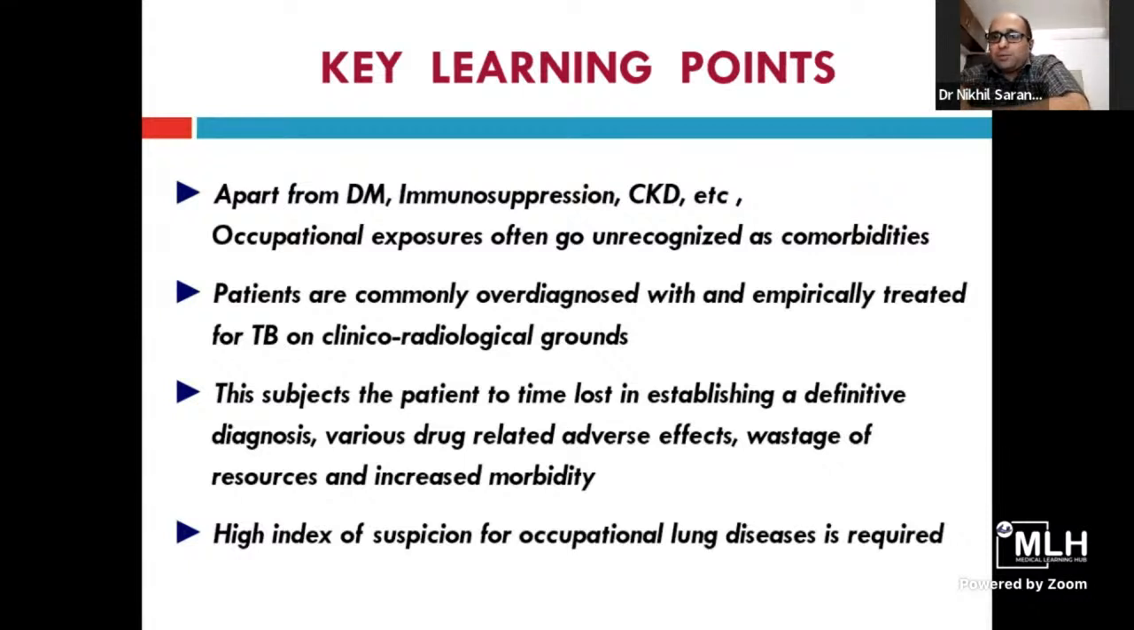Patients are commonly overdiagnosed with TB and treated empirically, just on clinical and radiological grounds. This subjects the patient invariably to a lot of time lost in establishing a definitive diagnosis. Keep in mind, our definitive diagnosis took 2 months and then 6 weeks. So 3 months, we had to just spend treating like that. Various drug-related adverse effects, wastage of resources and increased morbidity and sometimes mortality also.